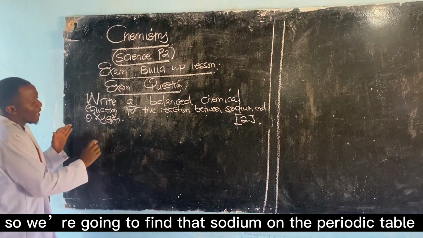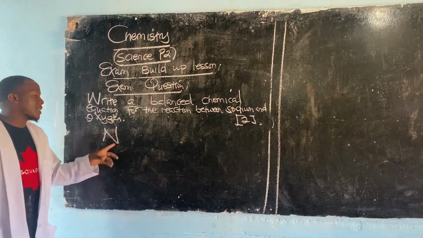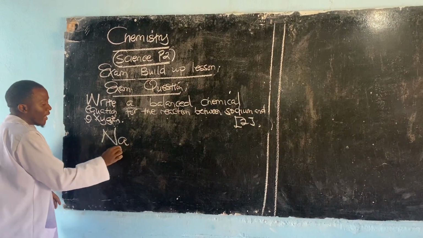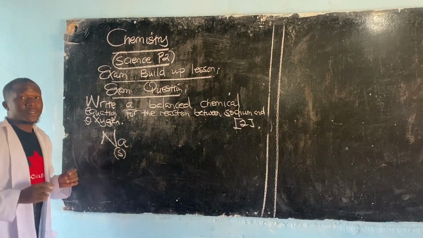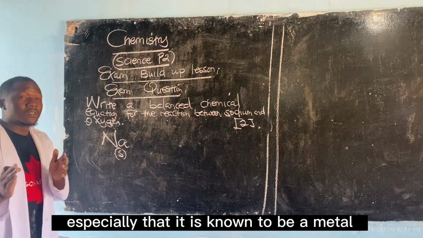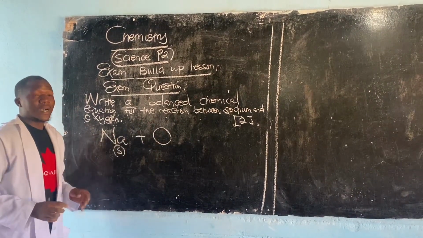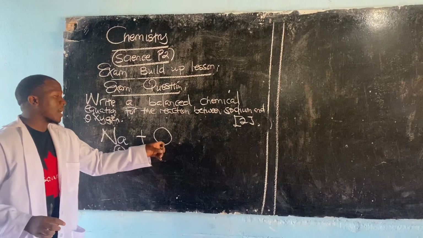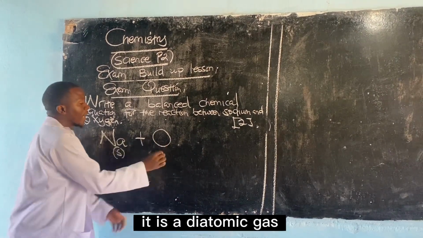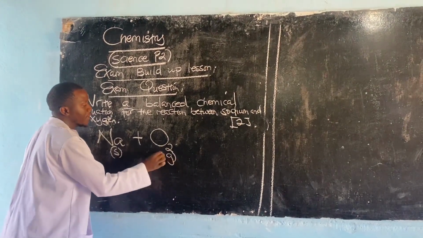So we're going to find that sodium on the periodic table is capital letter N, small letter a, and its state symbol is solid, especially as it is known to be a metal, plus oxygen, which is always a gas and is represented by capital letter O. It is a diatomic gas, so I'm going to say g.